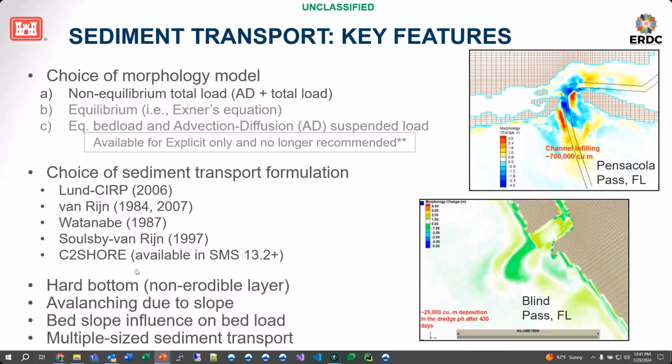We also are able to handle hard bottom, which is just a non-erodible layer at a certain level, or it could be jetties or structures, making sure that those do not erode. There's also avalanching due to the slope as the sediment is moving around. You always have to make sure that you're moving that sediment in such a way that it's realistic, so we can't get slopes that are too large, so we have to move that around after the fact. Then the bed slope you can define, and it does have an influence on the bed load. And then you can run with either a single or multiple sediment grain sizes.